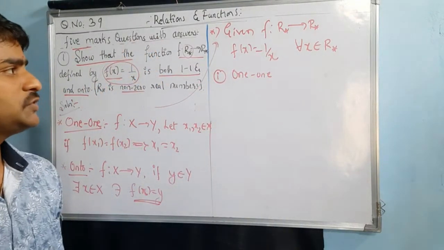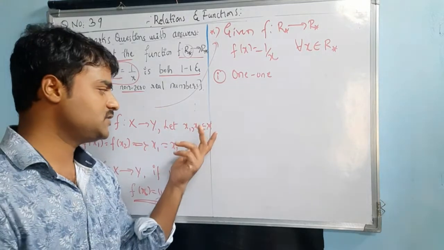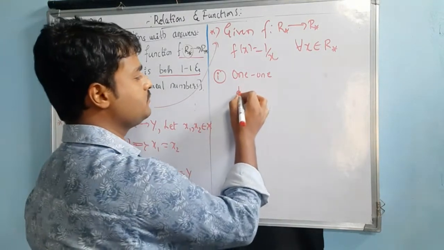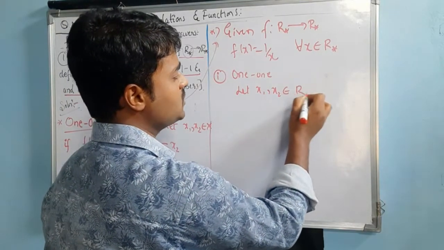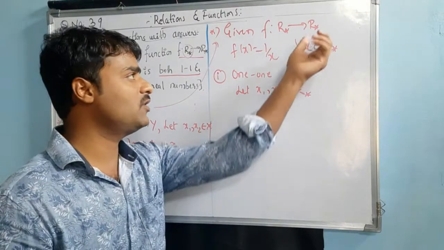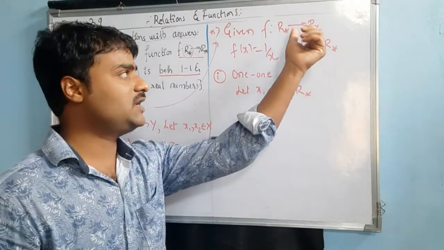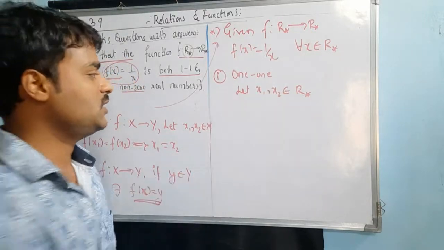Okay. The first one is one-one. As a definition, I have to choose two elements. So let x1, x2 belong to R star. Here I have chosen x, but here R star. Why? Because the set given is R star. That is why I am choosing x1, x2 belongs to R star.